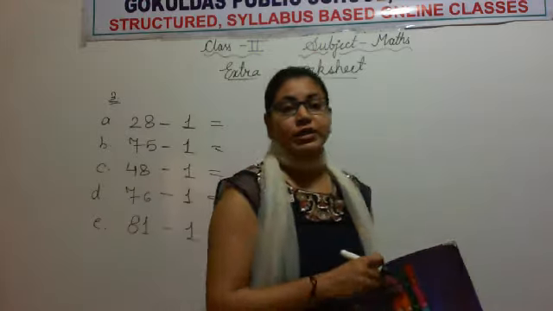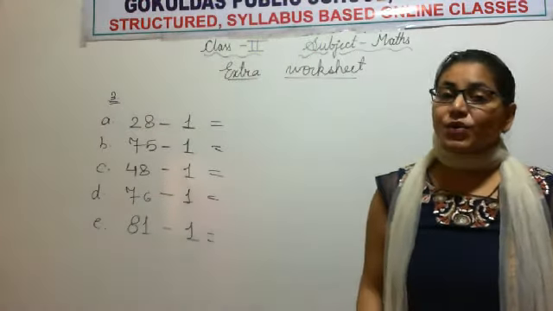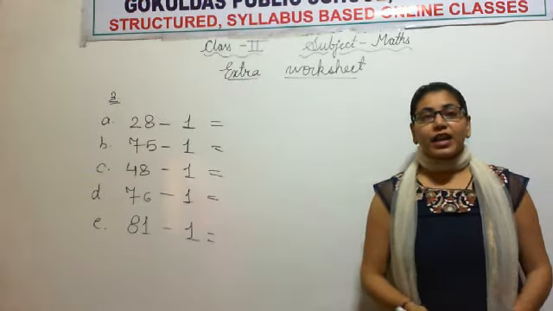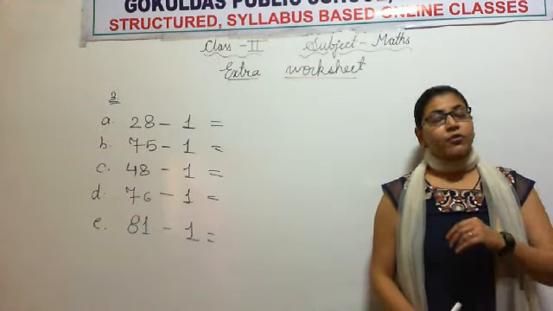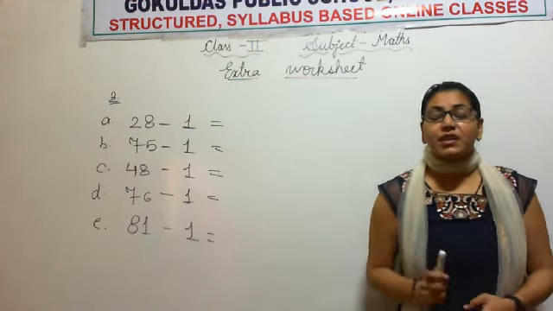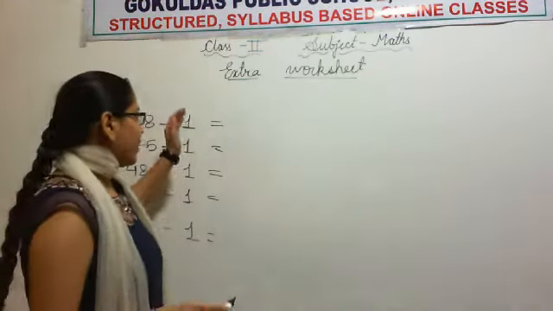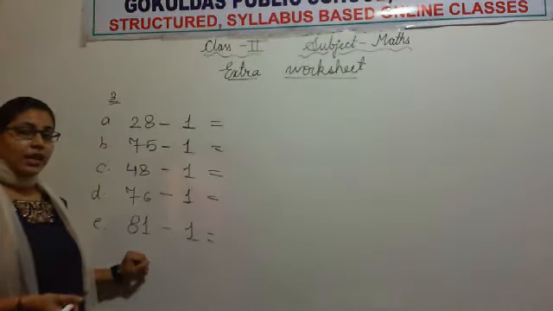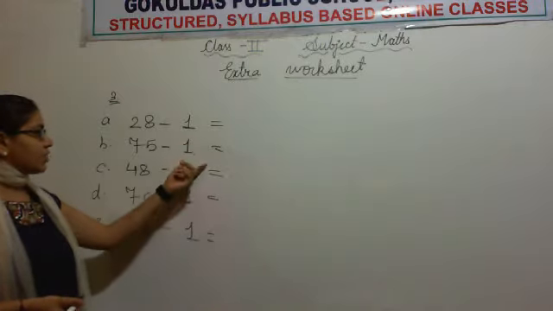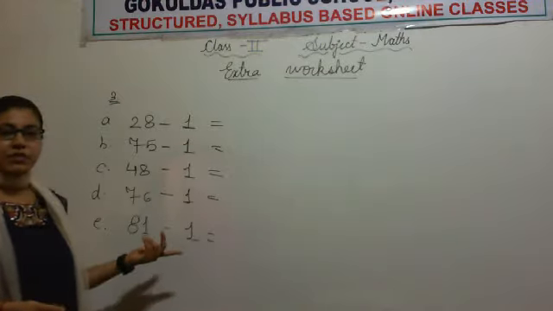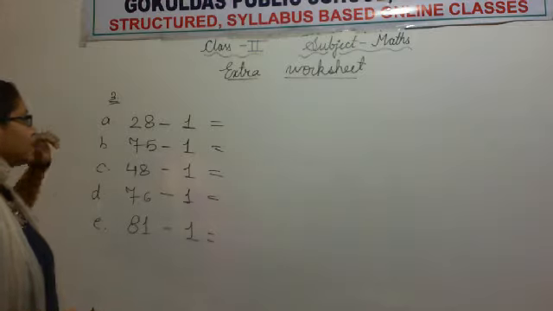See, in all the questions, minus 1 is given there. So, remember the subtraction property. Whenever 1 is subtracted from any number, the result is the previous number or predecessor, we can call it. So, in all the questions, we only need to write the previous numbers because minus 1, minus 1, minus 1, minus 1, minus 1 is there. So, let's write the previous numbers.